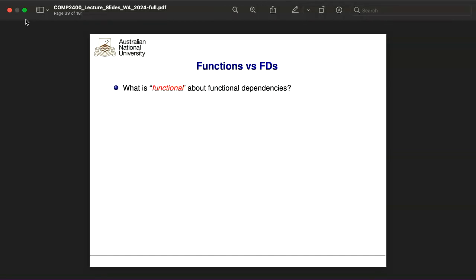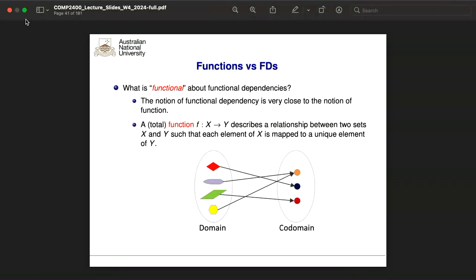But why is it called functional dependencies? What does functional mean? Functional dependency is very similar to a function. But here I'm talking about a total function. If we have a function, we basically have two sets of elements. Then a function just maps the elements of one side to elements of the other side. Like here, we have some elements of different shapes that map to some dots in the codomain. So that's the basic definition of a function.